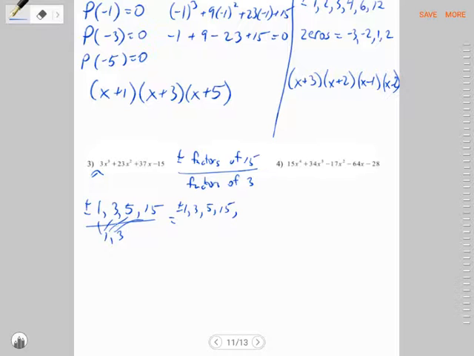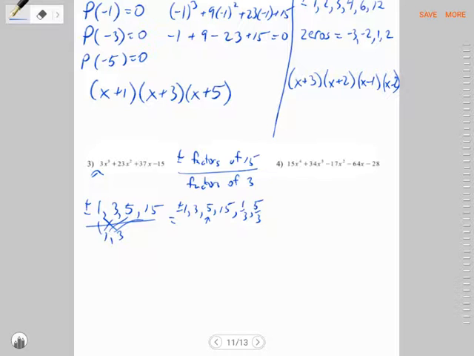Okay, dividing by the 3 changes stuff, though, because 1/3 is extra. Okay, 3 over 3 is just 1. Well, we've already got 1, so it doesn't change anything. 5 over 3 is new. And then 15 divided by 3 is 5, and we've already got that, so we don't have to worry about that. So these are all my possibilities. Having that leading coefficient just gave me the extra 1/3 and the 5/3.